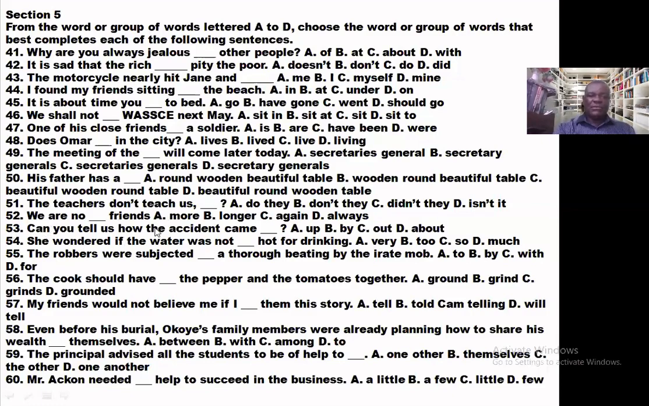53, can you tell us how the accident came dash? A, up, no. B, by, no. C, out, no. D, about, correct. If something comes about, it happens. How did it happen? How did it come about? All right. 54, she wondered if the water was not dashed for drinking, too hot for drinking.